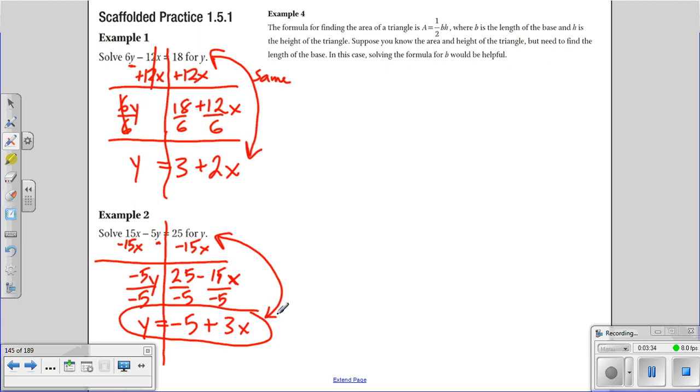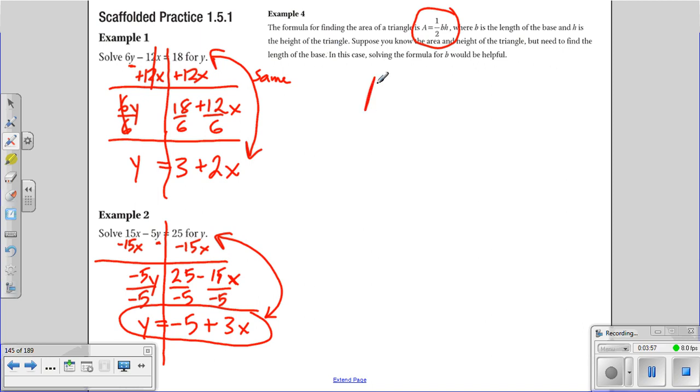Now here's an example of where we see that. In an actual formula, area equals 1/2 base times height, where b is the length, h is the height, okay? Now, suppose you know the area and the height of a triangle, but you need to find the length of the base. So that's the unknown. How can we rearrange the equation so we can do that?